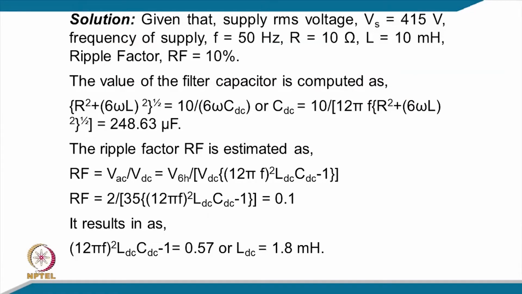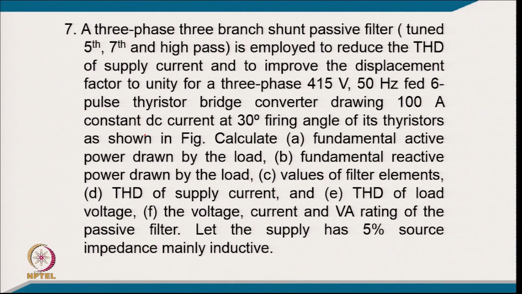So, coming to numerical part of the solution of the problem, given that supply RMS voltage Vs equal to 415 volt, frequency of supply 50 hertz and resistance 10 ohm, inductance 10 millihenry and ripple factor of 10%, and the value of the filter capacitor is computed as R square plus 6 omega L square under root of that. So, keeping the value we get the CDC value typically of 248.63 microfarad, and ripple factor is estimated from the keeping the value of this, it comes typically taking that whatever given 0.1. So, you can find out the value from this ripple factor relation LDC equal to 1.8 millihenry.